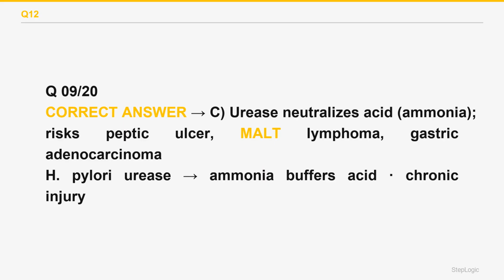Chronic H. pylori infection is a major risk factor for gastric adenocarcinoma and, distinctively, for gastric MALT lymphoma, a marginal zone B-cell lymphoma that can actually regress with antibiotic eradication of the organism. Treatment is triple or quadruple therapy with a PPI plus antibiotics. Urease-mediated acid neutralization and the cancer and MALT lymphoma risk define H. pylori.